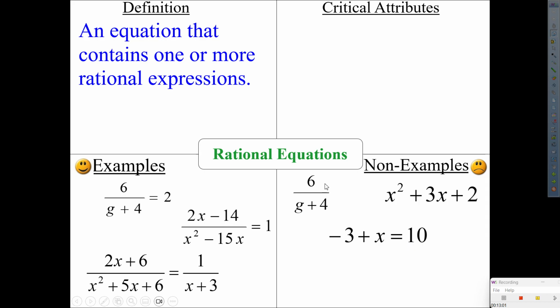All right, Diana, why is this one not? No equal sign, okay. How about this one, Michelle? No fraction, no equal sign, that is correct. How about this one, Renzo? It doesn't have a fraction. So, it has to be an equation, and it has to have at least one rational expression, or at least one fraction. Write that down, please.